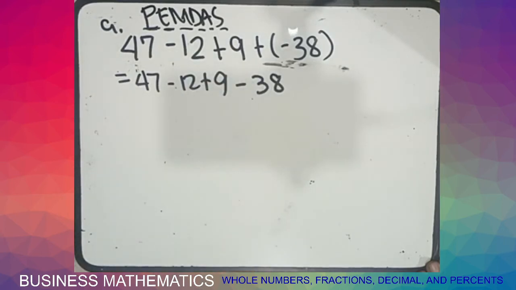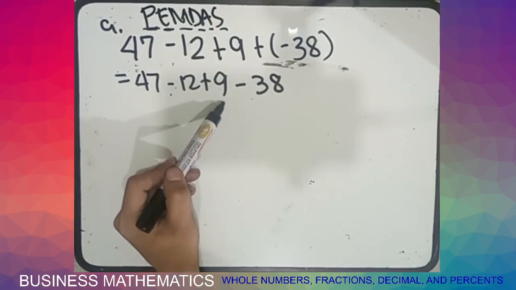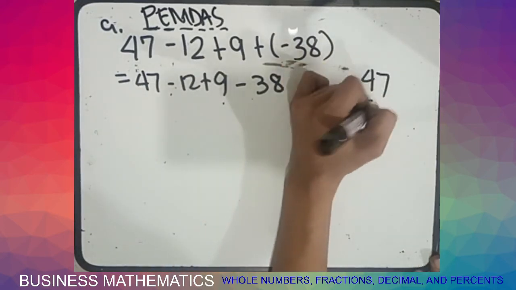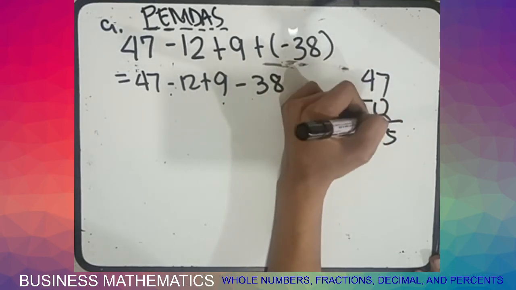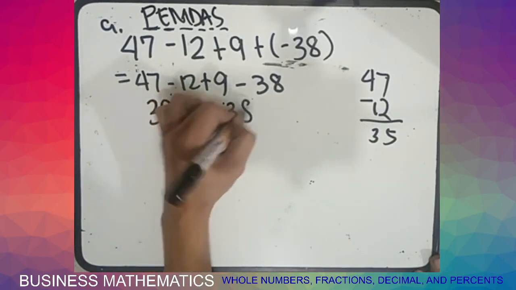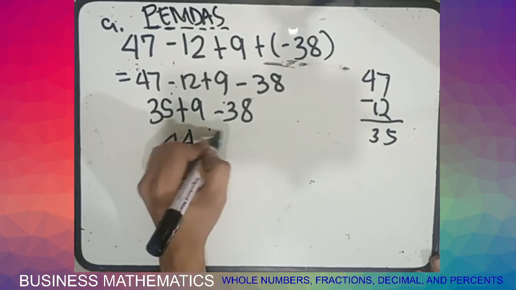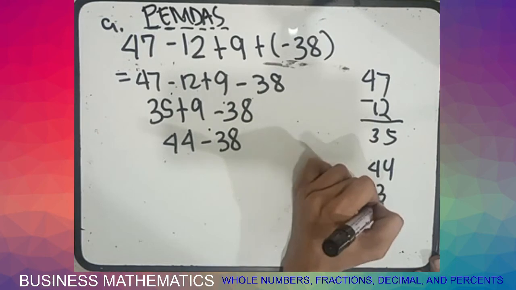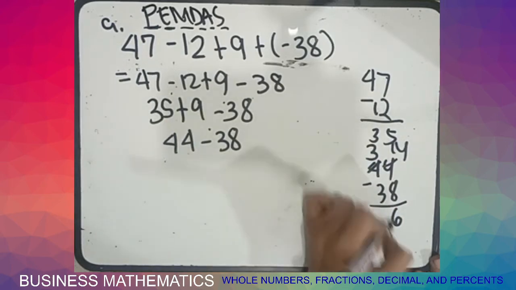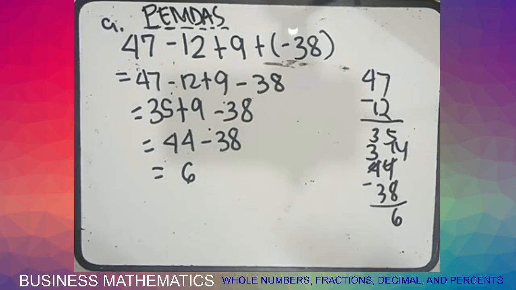Okay. So, kung mapapansin nyo, si subtraction nauna kay addition. Ang pwede mong gawin ay minusin mo muna sila, so 47 minus 12, so 7 minus 2 is 5, 4 minus 3 is 1, so 35. Saka natin siya i-plus kay 9. So 35 plus 9 is 44. Tama? Minus 38. So, minus natin. 14 minus 8 is 6, 4 minus 3 is 1. Ang sagot ay 6.